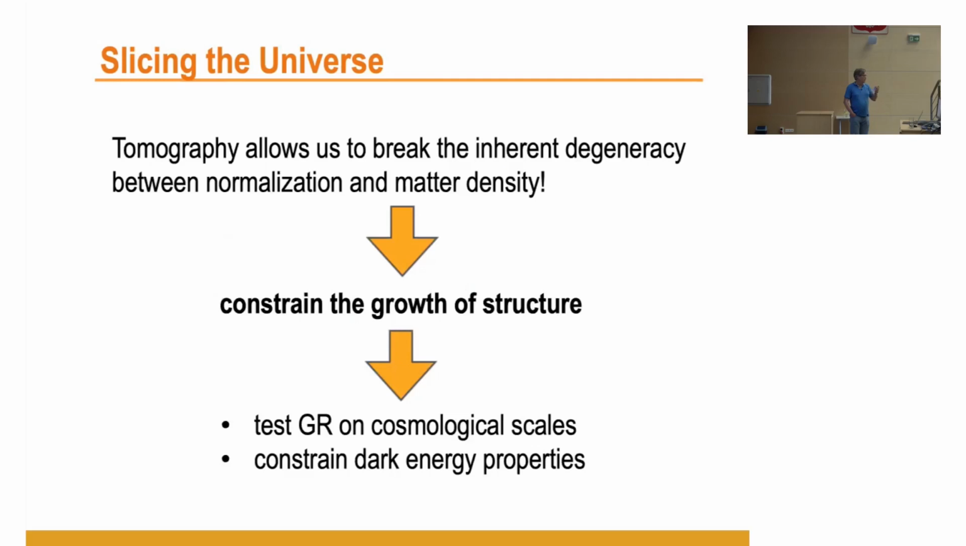But still, by doing tomography, if we can really separate these samples, we can break the degeneracies between the normalization and the matter density and really test measurements of growth of structure. In particular, and this is what works quite well, measure the properties of the dark energy equation of state. This is what is driving these lensing measurements, because weak lensing is, at least on paper, the most powerful probe of the dark energy equation of state.